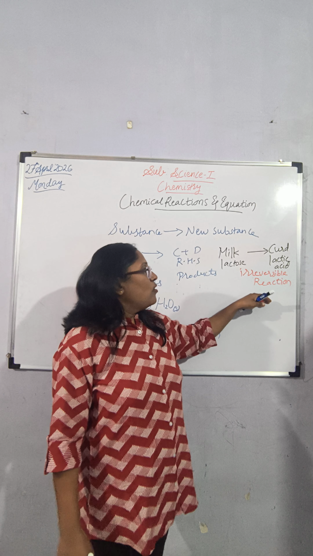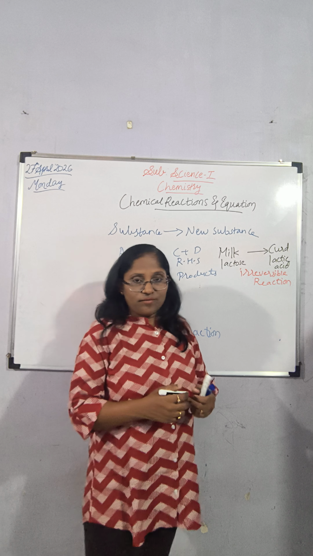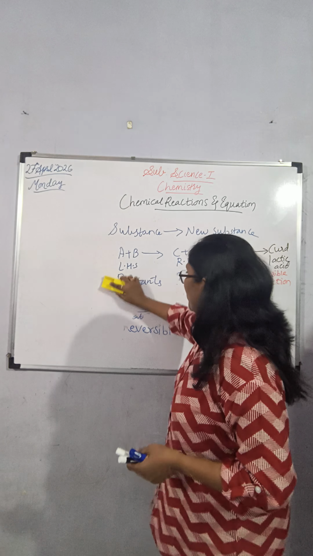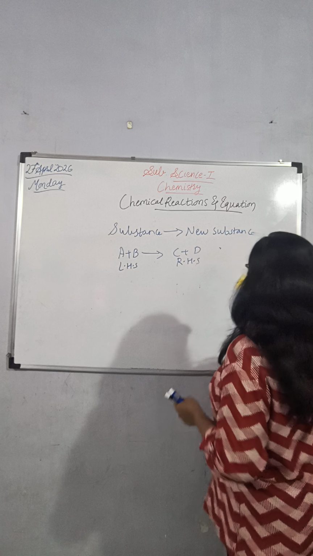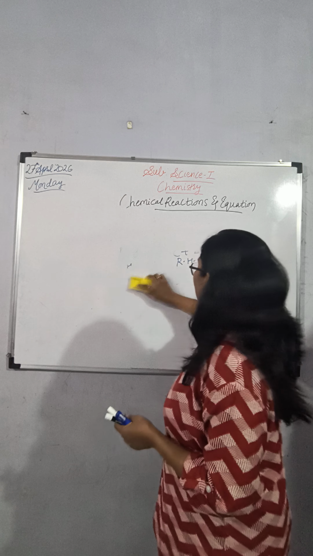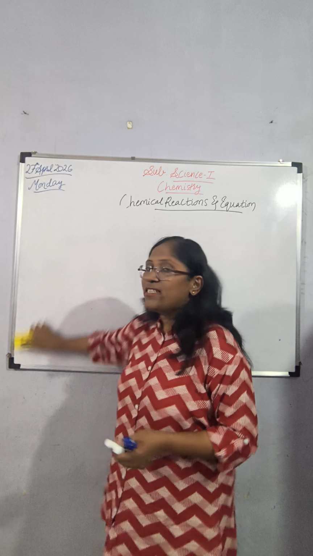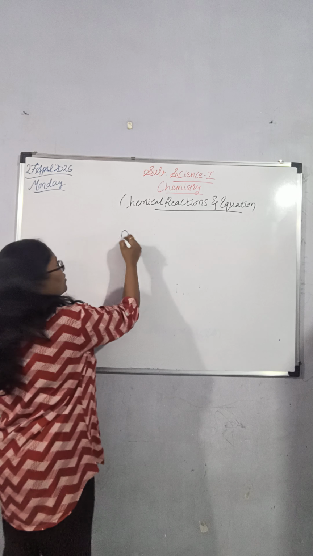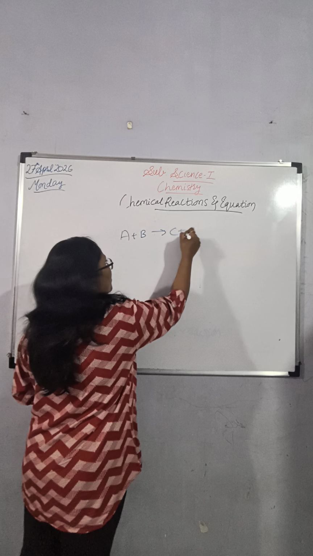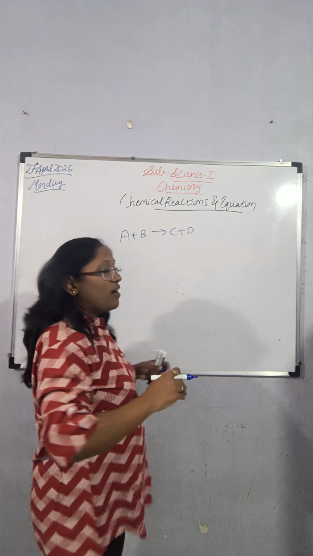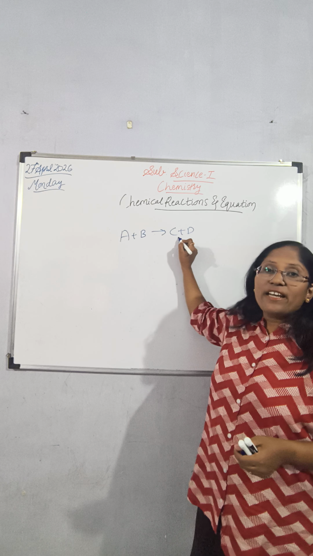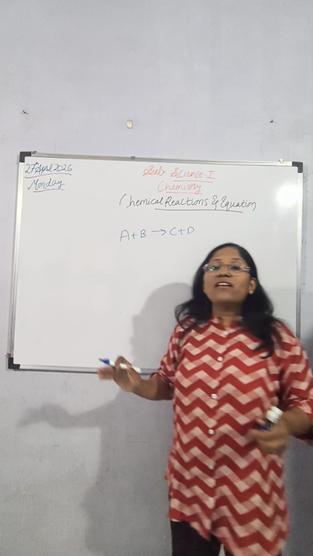Now moving to the other part of the lesson, how to form the equations, how to write the equation. As I told you, in a chemical reaction, formation of a new substance takes place. I told you the first reaction A plus B giving rise to C plus D. So however many atoms are reacting in the reactants, that many only we should get in the products. Then only the reaction is balanced.